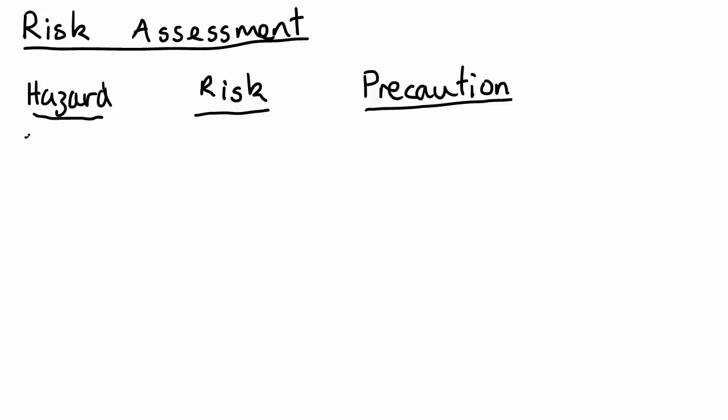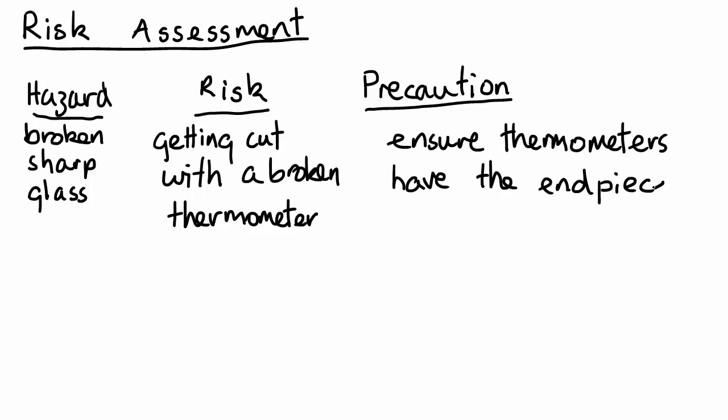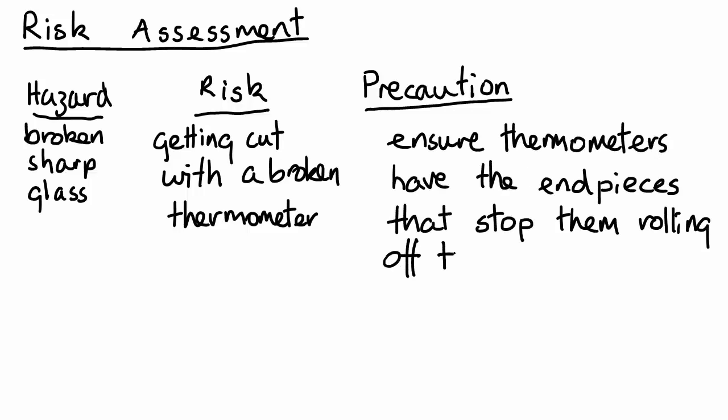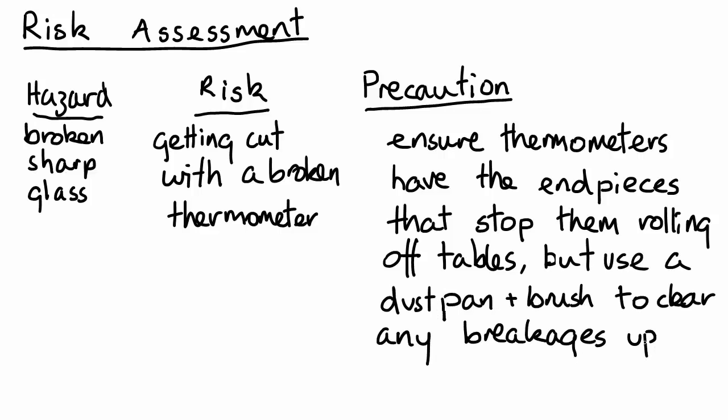So a typical hazard in this experiment would be broken sharp glass from the thermometer. The risk would be getting cut with a broken thermometer. The precaution is to ensure that the thermometers you use have the end pieces that stop them rolling off tables, but use a dustpan and brush to clear up any breakages, not your fingers.